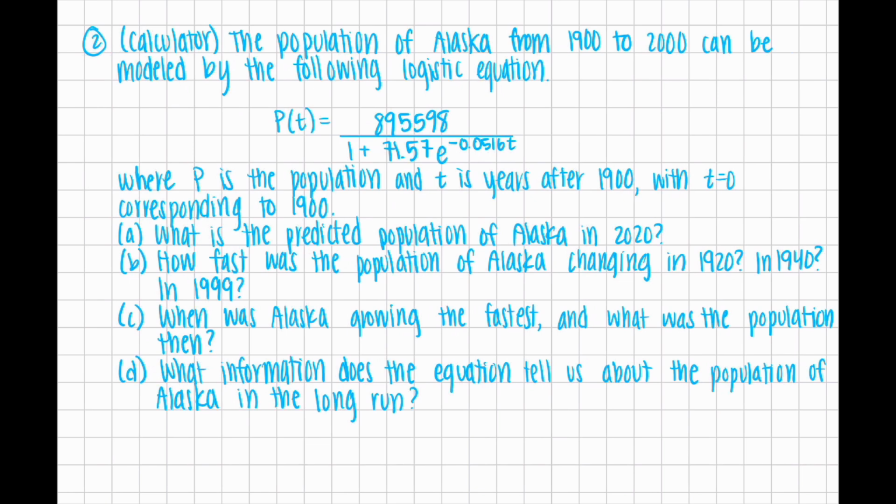Example 2, this is a calculator question. It says the population of Alaska from 1900 to 2000 can be modeled by the following logistic equation. So they gave us this logistic equation, and I want you to notice that it looks like the one I showed in that box on the previous page. So because we're using this equation, we can also use, and we're going to have dP/dt again.